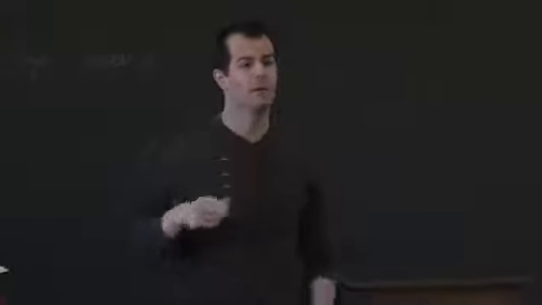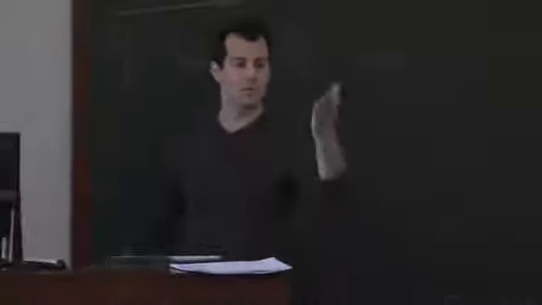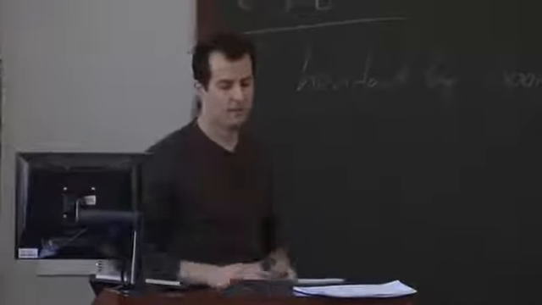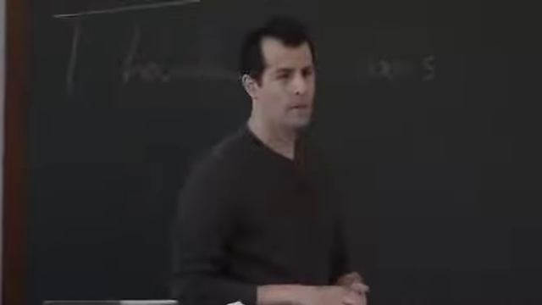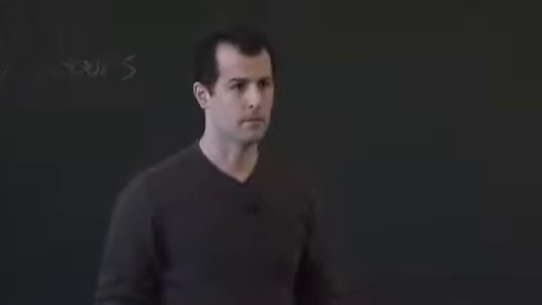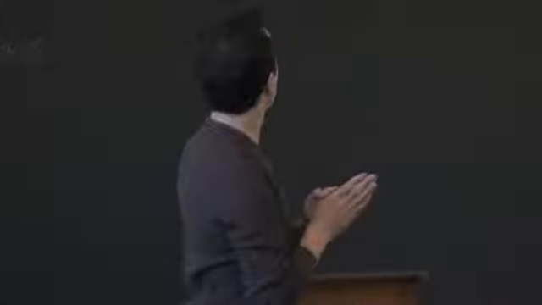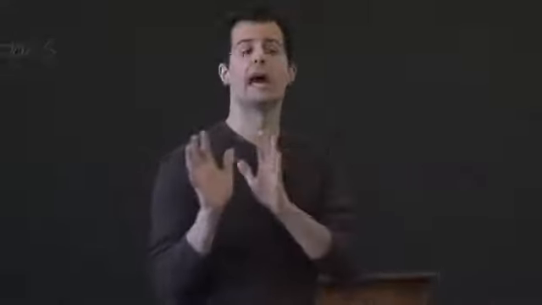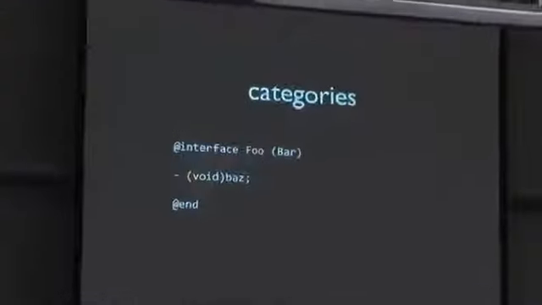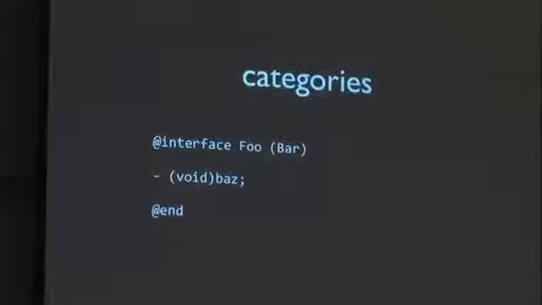Yeah? Can you use it like a mixin, or is it? Yeah, that's exactly the idea here. If you wanted to call that baz method, would you need to create an object of type bar? Or would it still be an object? No, so bar is not a class. Bar is the category name, and for the most part, it's arbitrary. It just needs to be unique. Foo is still the class name. So you would need to create an object of type foo in order to pass it the baz message, aka call the baz method.